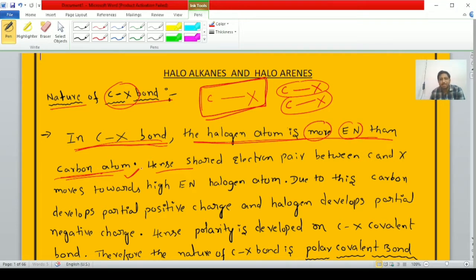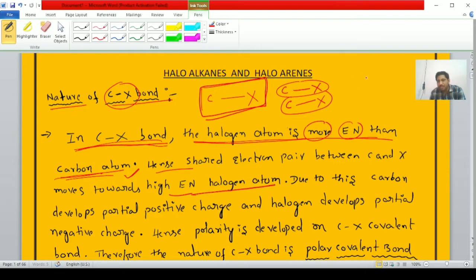Introduction, students. In the carbon halogen bond, the halogen atom is more electronegative than the carbon atom. Hence, the shared electron pair between the carbon and halogen moves towards the highest electronegative atom.